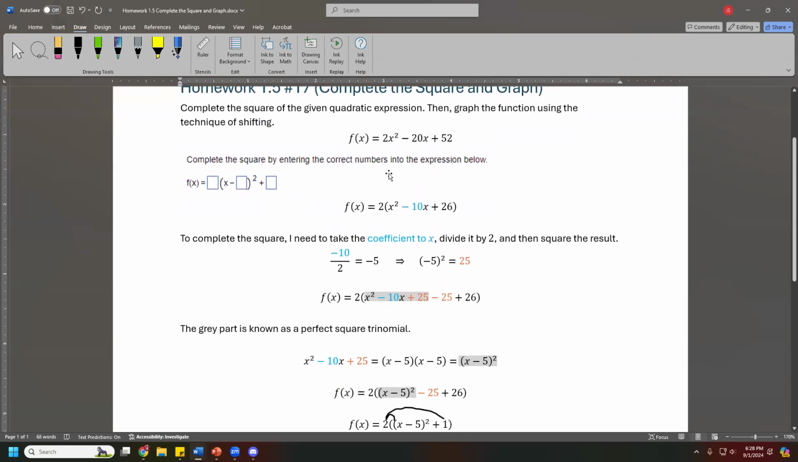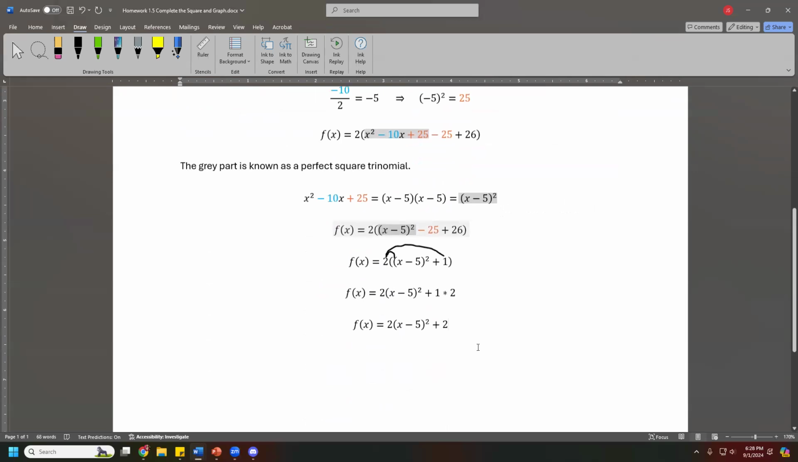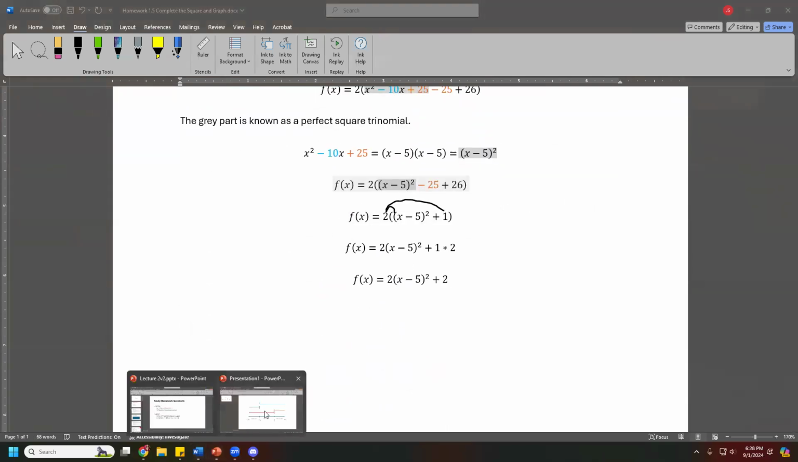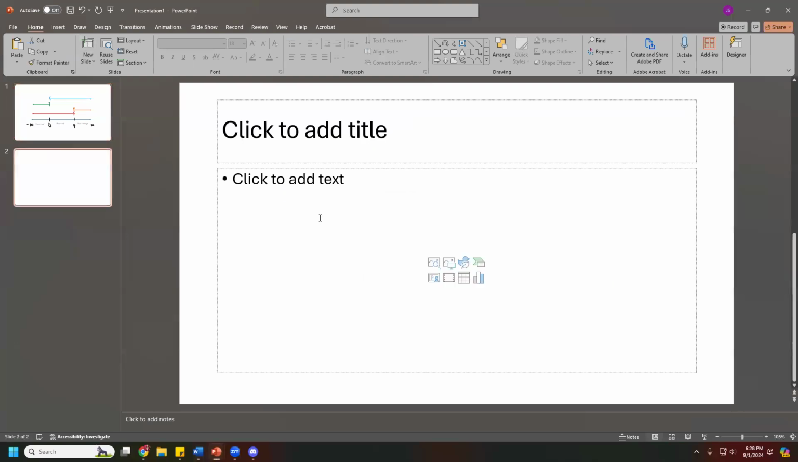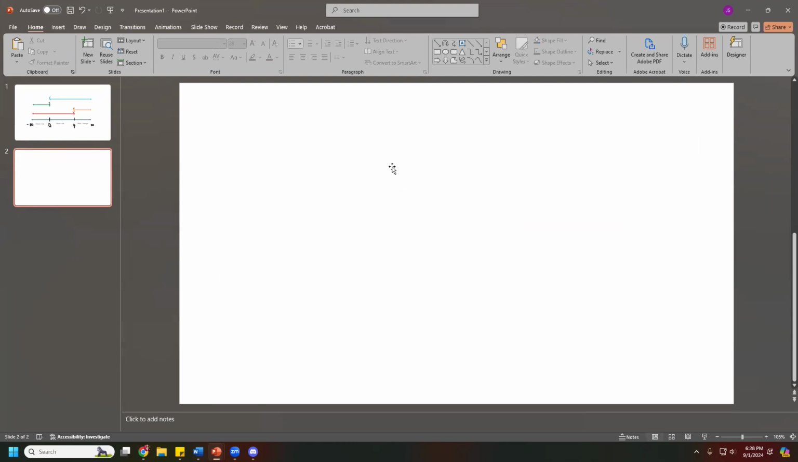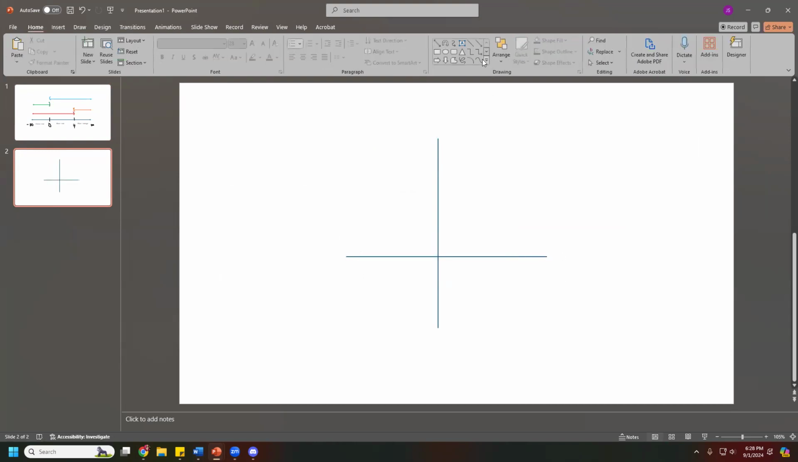Oh, one last thing, I forgot, I do need to graph this. So what I'm going to use first off is the parent function technique. So real quick, I'm just going to grab a new slide here, and we're going to graph this equation. Or we're going to do our best to graph this equation. All right, so here are my axes. The first thing that I'm going to do is graph my parent function. So let's see how well I can graph a curve.